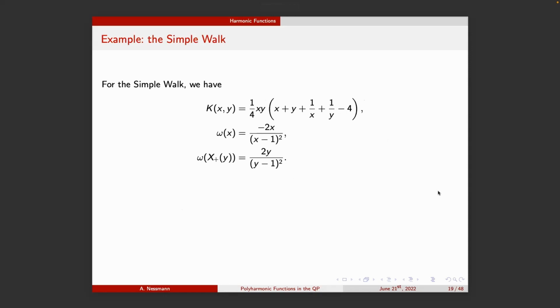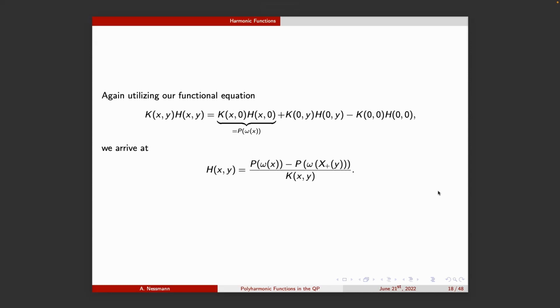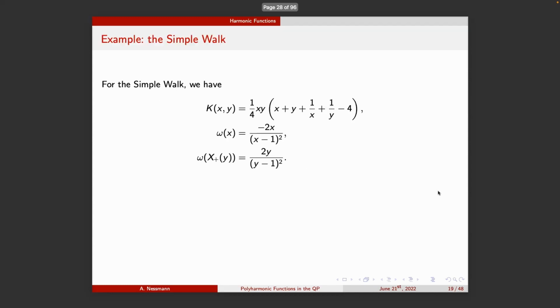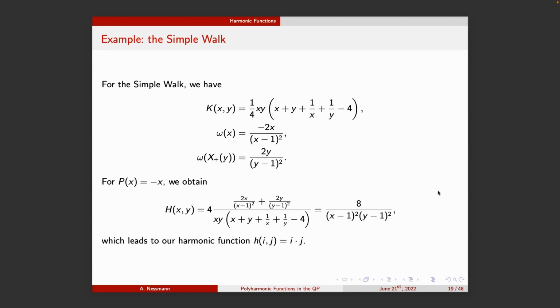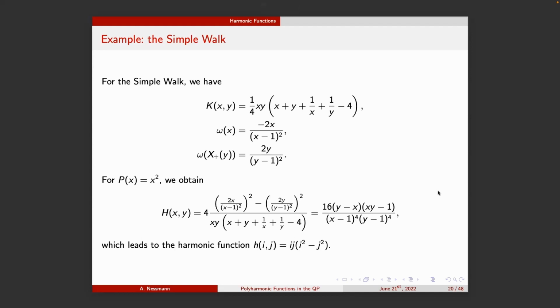For the simple walk, for example, we find, well, this is the kernel. We have a conformal mapping. We also need the conformal mapping evaluated at x plus. Note that x plus is not rational. It is not at all a coincidence that this here is again rational. There are geometric reasons for that, but this is rational, that's very nice. And then we can just compute a harmonic function. It works for any polynomial here, really. So we can use another polynomial and we will get another harmonic function. We can play around with that and get as many as we want.